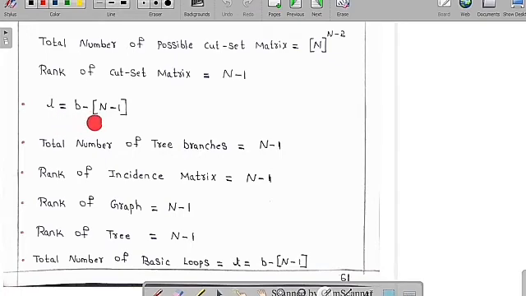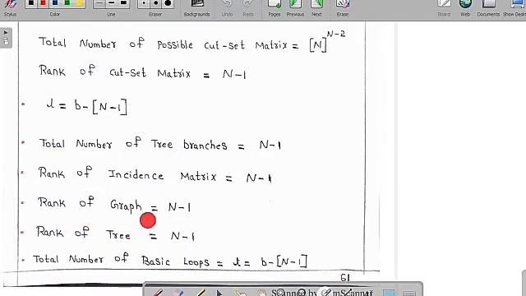I have already told you the relation that the number of links is equal to the total number of branches minus the number of nodes minus 1, which is L equals B minus (n minus 1). The total number of tree branches is equal to the total number of nodes minus 1, which is capital N minus 1. The rank of the incidence matrix means the total number of rows. The total number of rows is n minus 1, so this is called the rank of the reduced incidence matrix, which is equal to n minus 1.